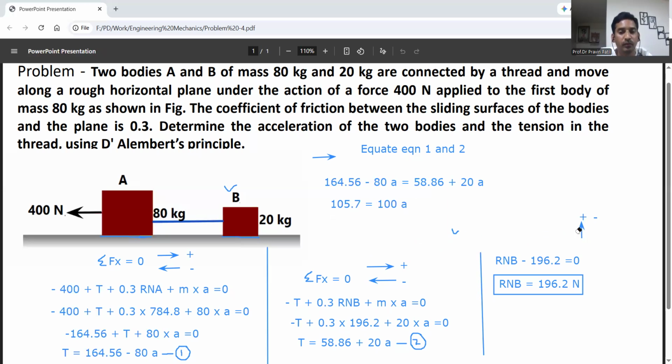So a is equal to 105.7 divided by 100. So it will be 1.057 meter per second square. This one is the acceleration.